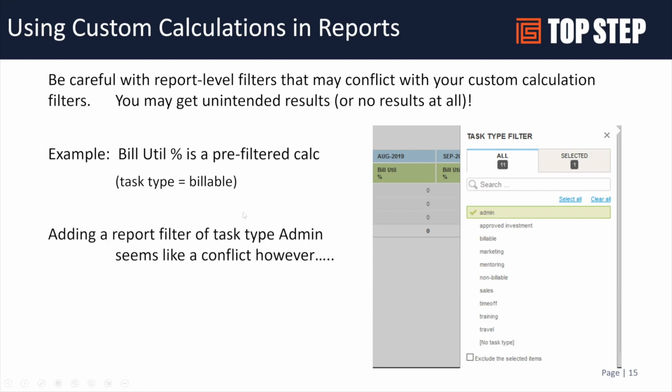You would think that this would cause a conflict and you would get no results in the report. However, the custom calc ignores the report filter. So be aware, the custom calc filter wins. The only time the report filter will work is if you have other values that are not custom calcs that are using that filter. So it's a little bit of an oddity. You would expect different behavior, but it does still give you values even though you have conflicting filters.